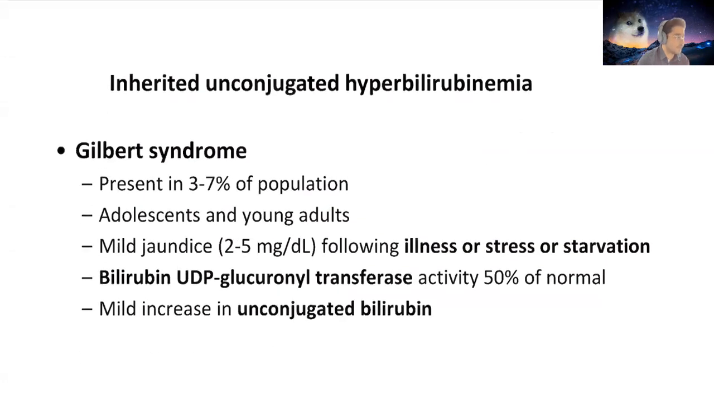Inherited unconjugated bilirubinemia, especially with Gilbert syndrome, is very important. It's typically a mild jaundice following illness or stress or starvation. Hopefully these babies are okay, but it's just decreased activity. Gilbert's is important. I'll talk about Dubin-Johnson in a minute. So Gilbert syndrome, I would know cold, especially the mild increase in unconjugated bilirubin.